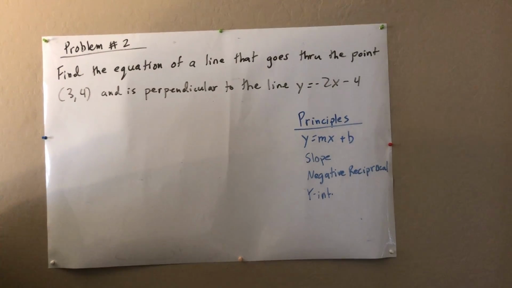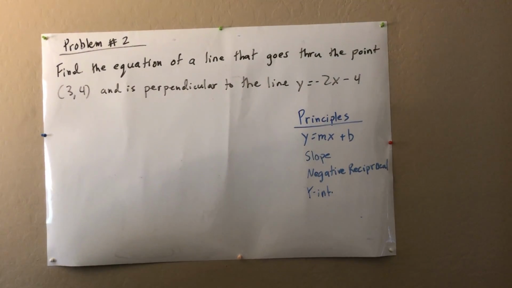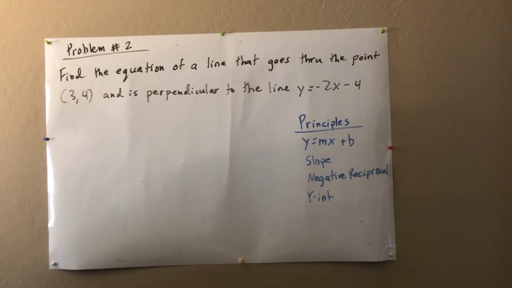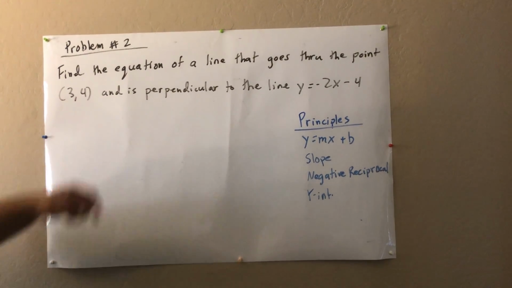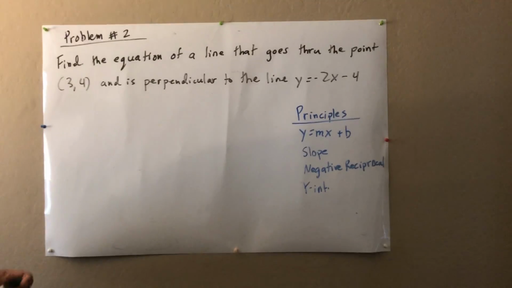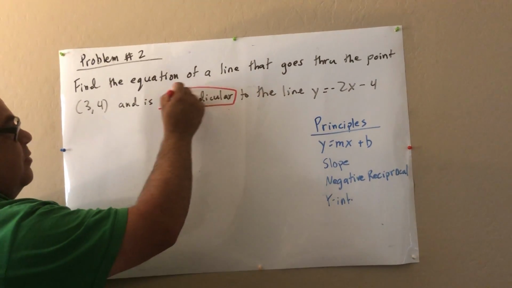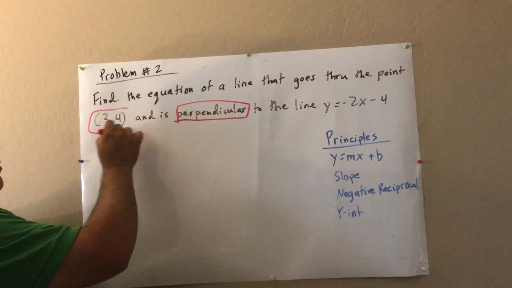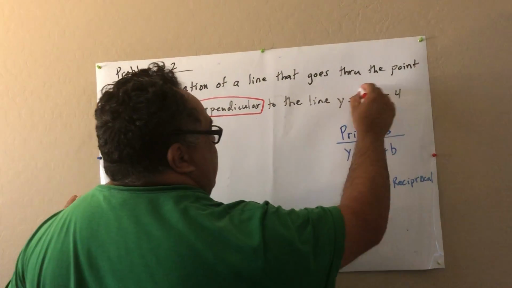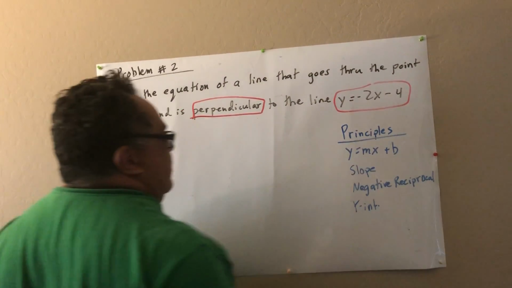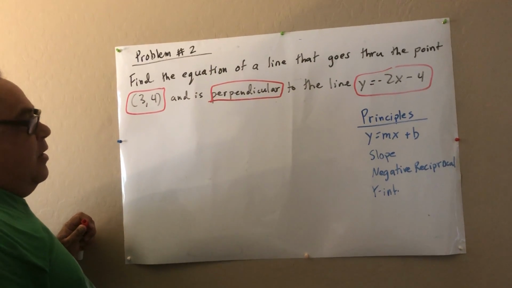This is Mr. Shope. I'm going to go over problem number 2 on the quiz review. It says find the equation of a line that goes through the point (3, 4) and is perpendicular to the line y = -2x - 4. So we have this word perpendicular here. We need to use this word, and we also need to use our point and our equation. So we're going to use these 3 pieces of information that I've highlighted right here.